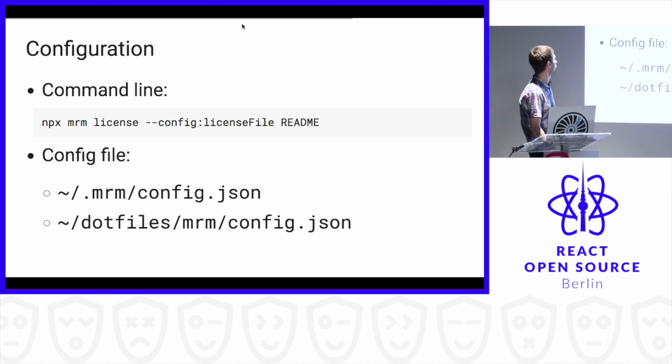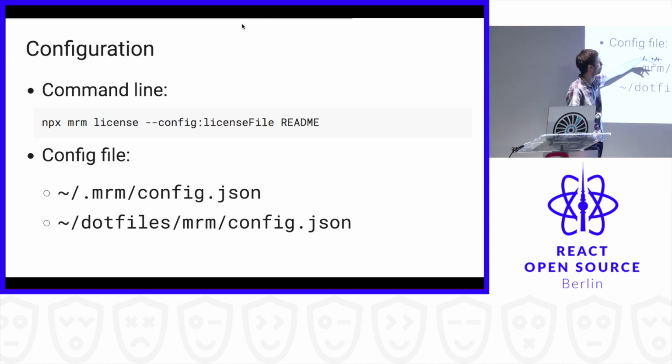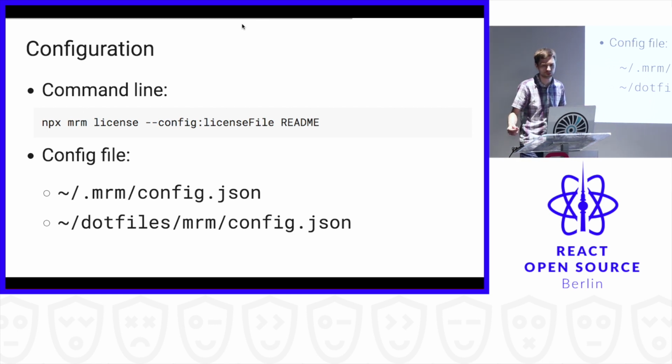Of course, there is some configuration. Most of the time you don't need it, but if you want to change something, like in the license task, you can change the name of the license. I guess you should not call it readme, but yeah, as an example, it would work. Or you can create a configuration file and store everything in this file.